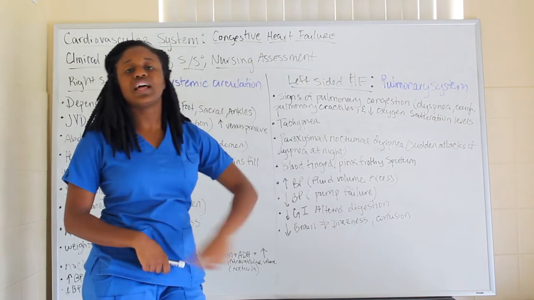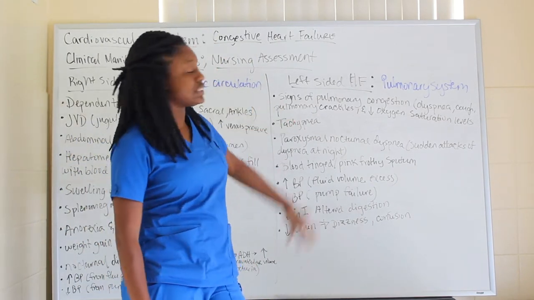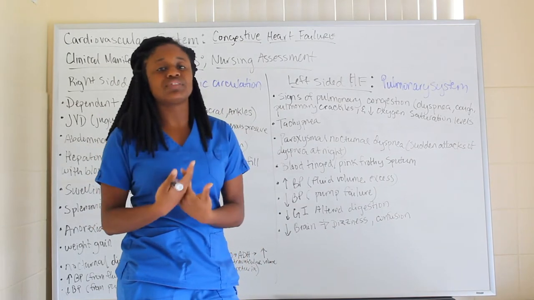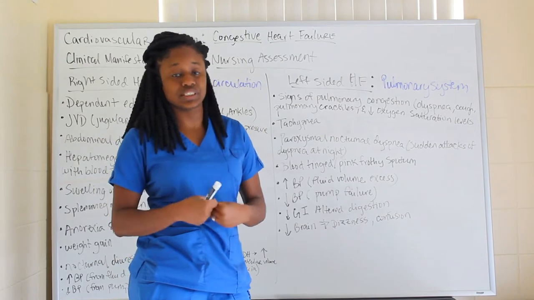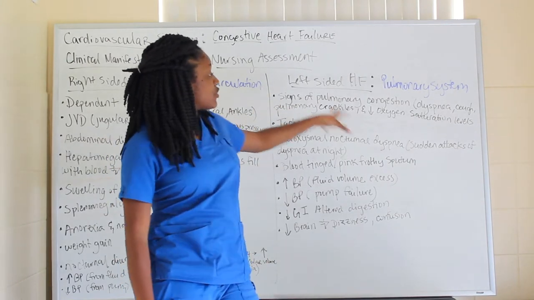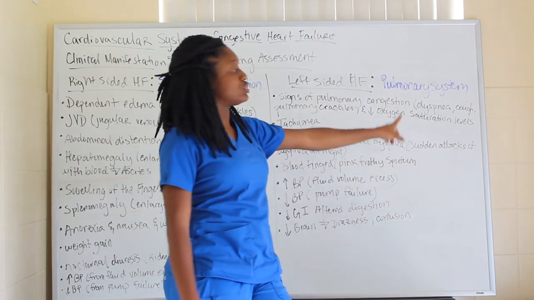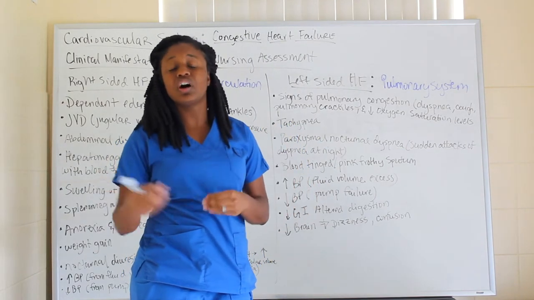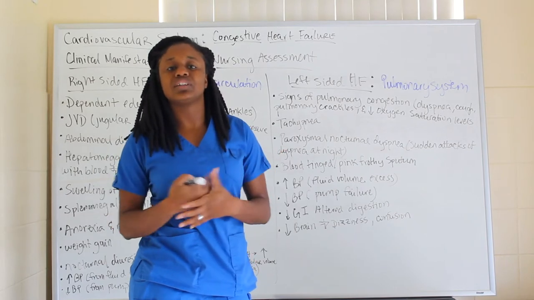So now we're on left-sided heart failure. And with left-sided, you are going to have problems with breathing, okay? Just think of that in your mind. Left side is mainly going to be breathing. It's going to attack your respiratory system, okay? So you're going to have signs of pulmonary congestion, which is your dyspnea, which means difficulty breathing. Cough, you're going to have a dry hacking cough, non-productive cough. In the beginning, you're going to have a non-productive cough, a dry hacking cough, okay?